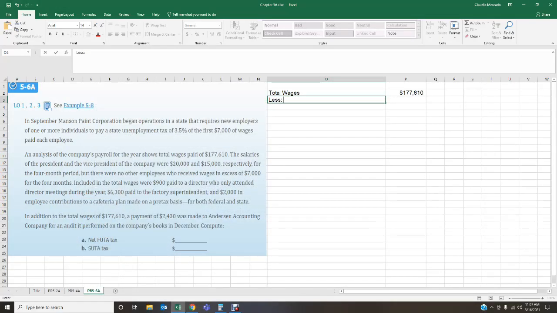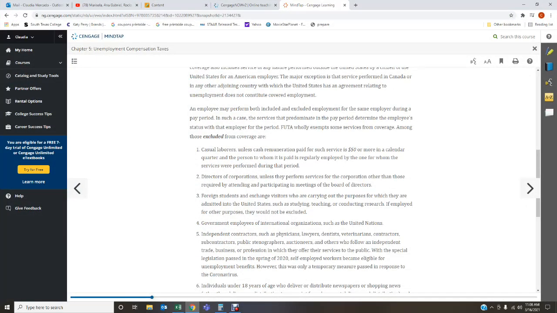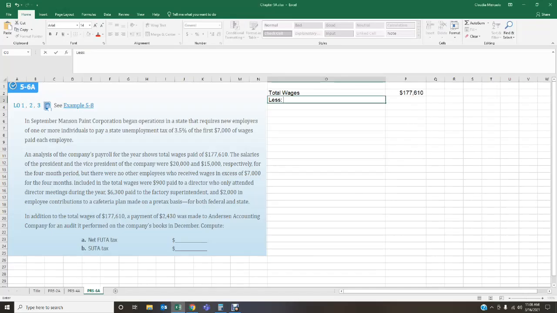Those $900 paid to those directors are included in the $177,610. I want to exclude those because that is not taxable. Payments to directors are not taxable. If we refer to the book, item number 2, directors of corporations should be excluded. Any payments made to directors of corporations need to be excluded. So I'm going to go ahead and deduct director salaries.